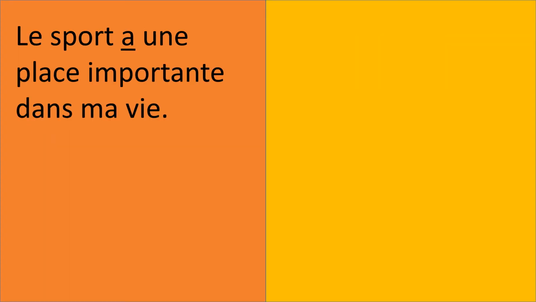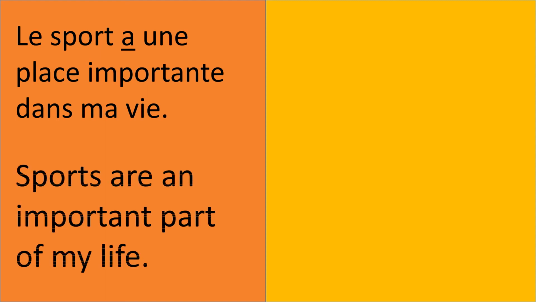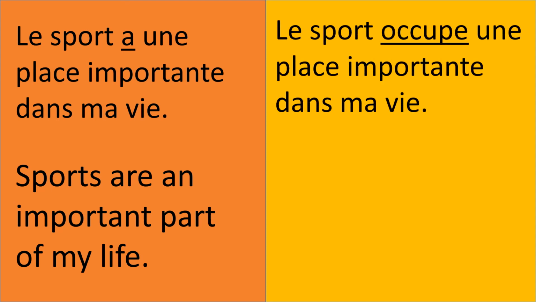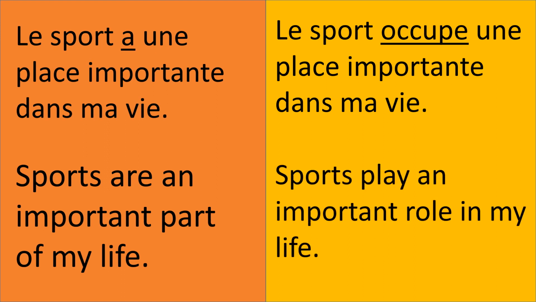Another example, le sport a une place importante dans ma vie. Sports are an important part of my life. What can we say? We could say something like le sport occupe une place importante dans ma vie. Sports play an important role in my life. So you need to learn the expression occuper une place. Occuper une place. And very often it's occuper une place importante.